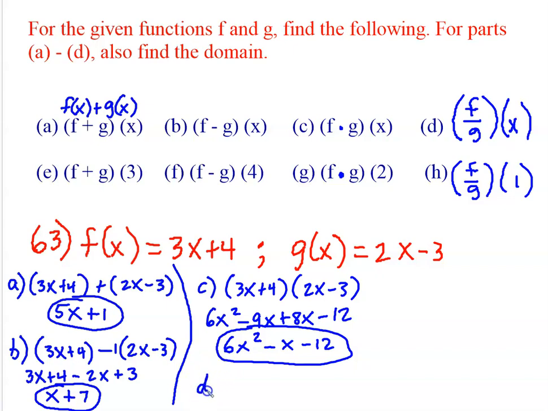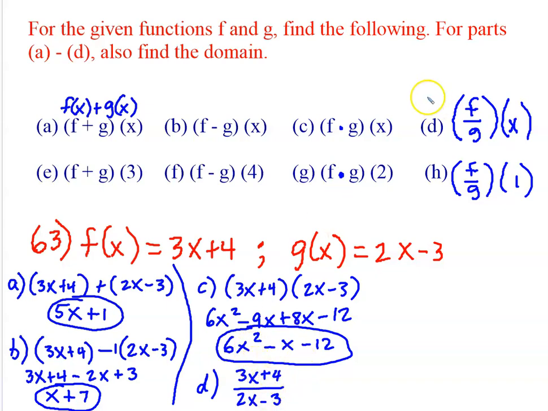And part D says to divide the f function by the g function. So the f function is going to go on top, and then the g function is going to go on the bottom. And since we can't cancel anything and nothing factors, if you could factor and cancel, you definitely want to, but in this case, I can't factor either one of these, and I can't cancel anything, so that ends up being my answer.